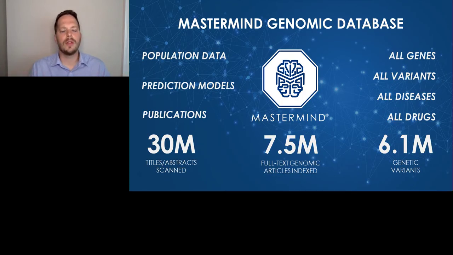A summary of the content in Mastermind is that we include in our offerings for pharma and for the clinical users both population data and in silico models of pathogenicity, as well as the empirical evidence. And all of this data covers gene level, variant level, and disease and drug information as well. And the main takeaway here is that we have the most comprehensive offering of this genetic and genomic information.